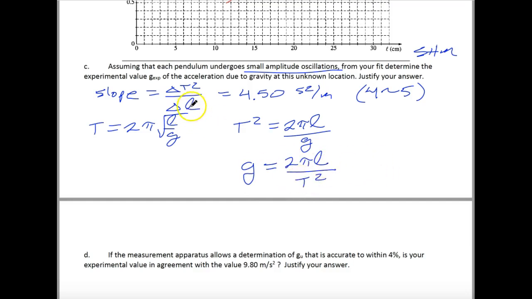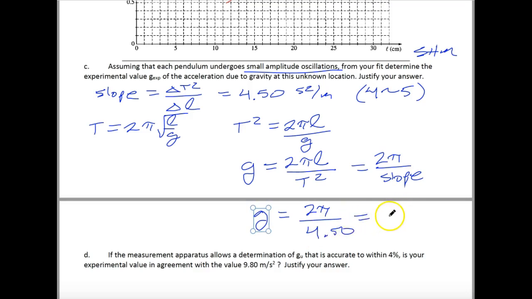But remember, our slope is T squared over L. So if we remember that, we could also say that this is 2 pi over our slope. So we need to find our slope first. Once we find our slope, take 1 divided by the slope, and then take 2 pi divided by that number. So your G experimental should be equal to 2 pi divided by our slope, which is about 4.5. And if you do that, you are going to get something close to 8.77. Don't forget your unit, meter per second squared.